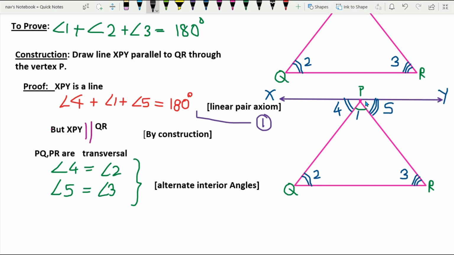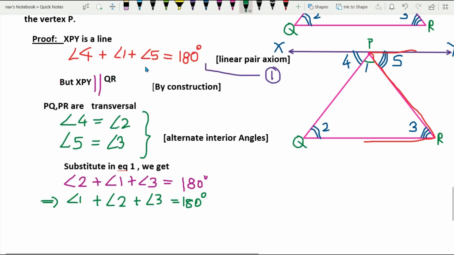You can see the Z shape again here. Let me highlight that. You can see the Z shape. In the Z shape, you can see it clearly. Angle 5 and angle 3 are located at the corners. So we have to write the reason, alternate interior angles.